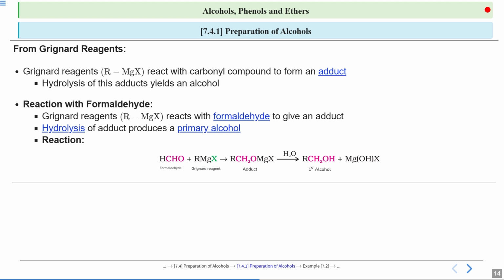Okay. So formaldehyde will give an adduct after the reaction with Grignard reagent, and this adduct further on hydrolysis with the water molecule gives us a primary alcohol, plus MgOHX will be removed as a side product. So RCH2OH, the primary alcohol, you will get after the reaction of formaldehyde with Grignard reagent, and the adduct is going to hydrolyze with the water molecule. So this is how you can prepare the alcohol from Grignard reagent.